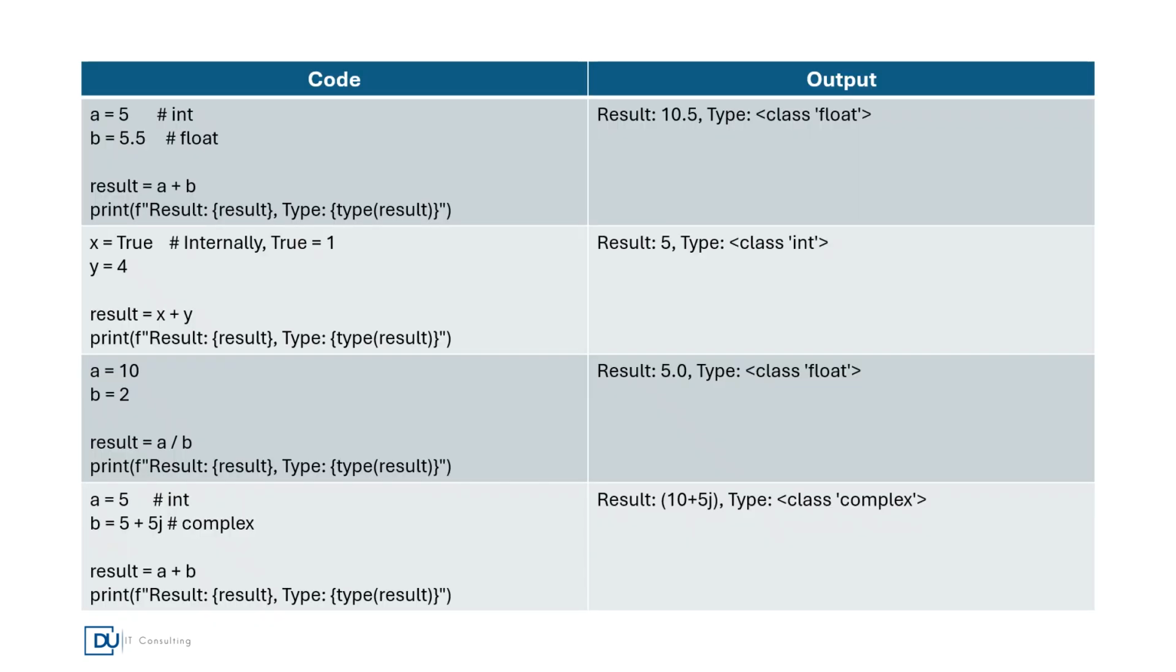Let's take a look at a few sample codes and the output. So we have one integer and one float here. When we try to add them, the result is 10.5, which is a float.